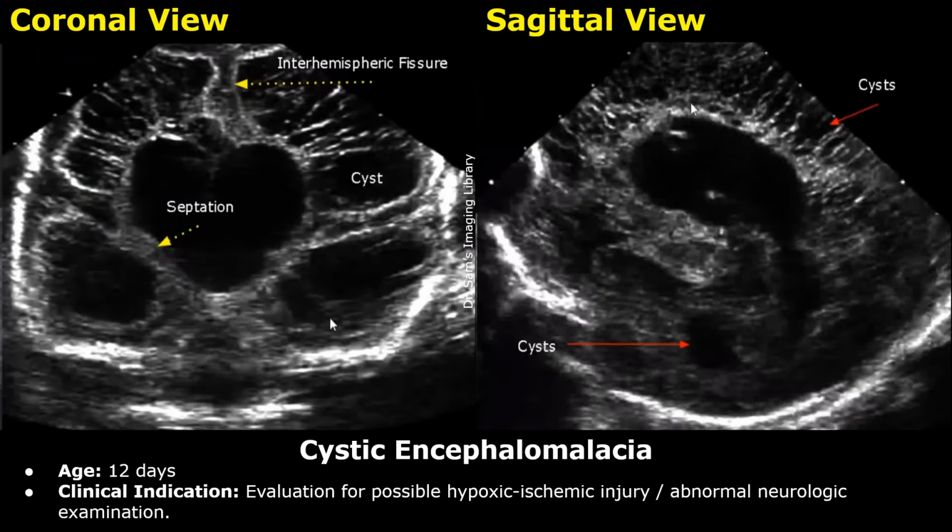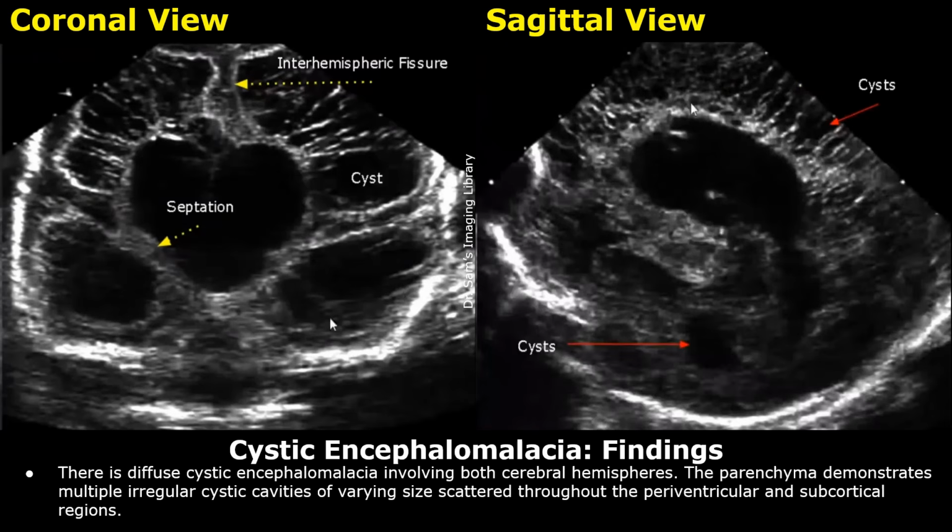Here is a report about Cystic Encephalomalacia, age 12 days, clinical indication, evaluation for possible hypoxic ischemic injury or abnormal neurologic examination. Findings: there is diffuse cystic encephalomalacia involving both cerebral hemispheres. The parenchyma demonstrates multiple irregular cystic cavities of varying size scattered throughout the paraventricular and subcortical regions.